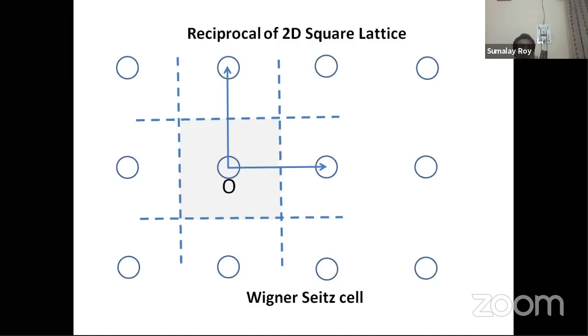Now here, the four nearest points, if you join them, the Wigner-Seitz cell will be like this. The shaded region, these are the perpendicular bisectors, and they encompass this region, which is a square again. This is the Wigner-Seitz cell.